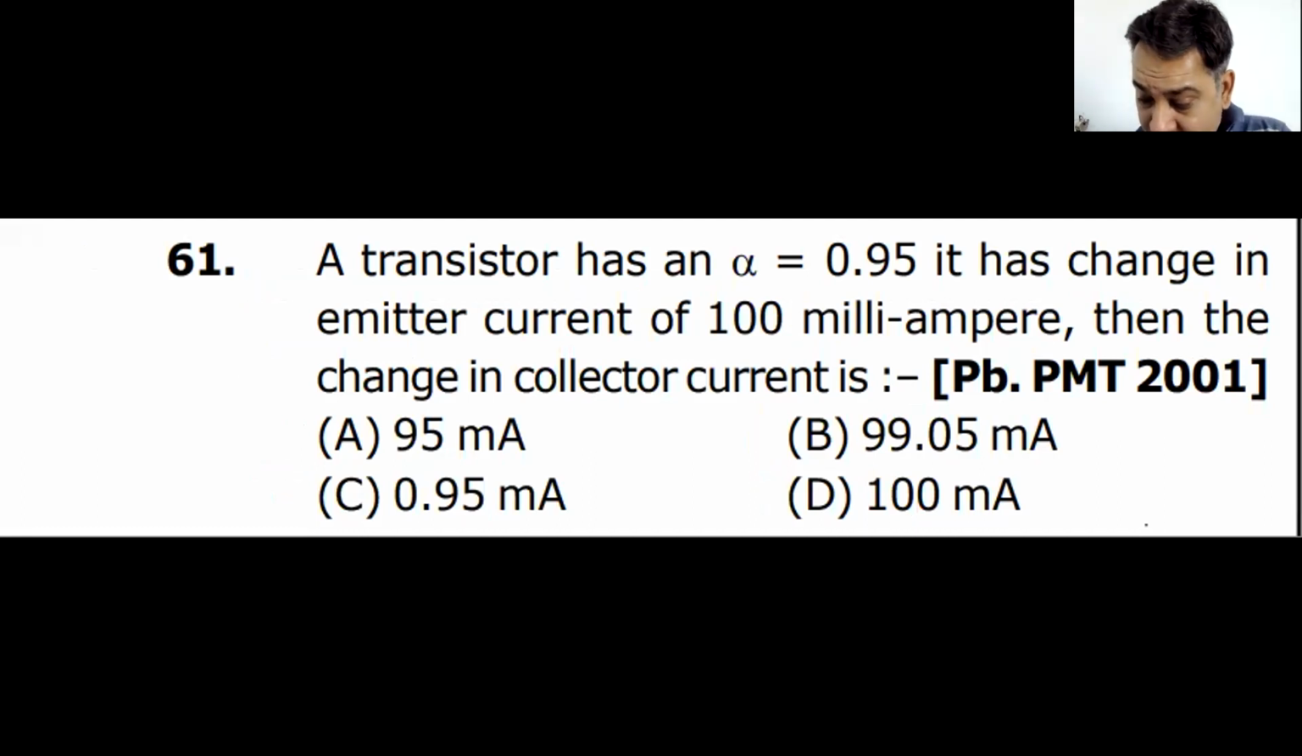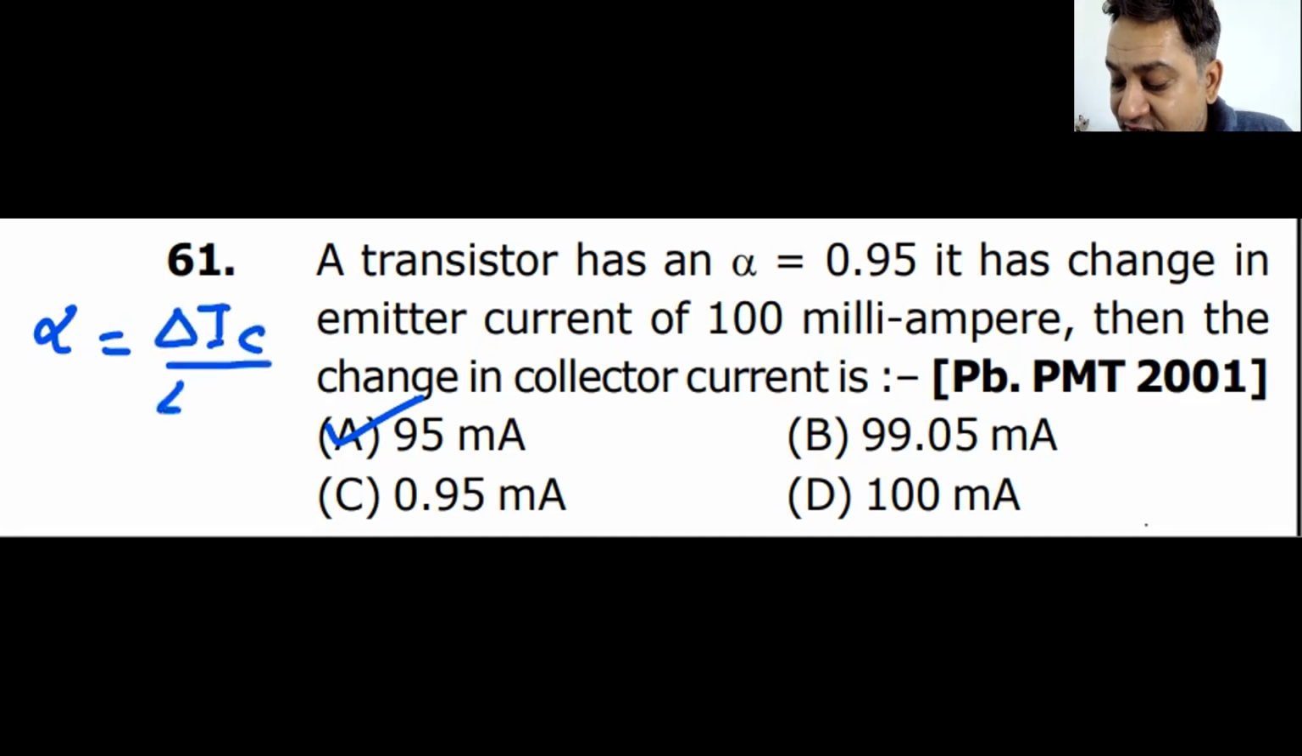Sir, 95. Yes, 95 is the answer, bacha. It is as simple as that. How do you do it? Alpha is equal to IC by IE. Instead of writing IC, I will write change in IC divided by change in IE. Is it okay? Yes, sir. I told you that just now. Yes or no? Yes, sir.